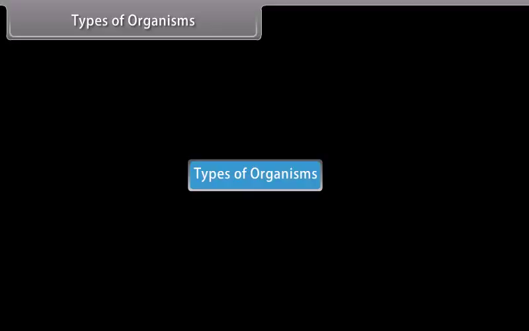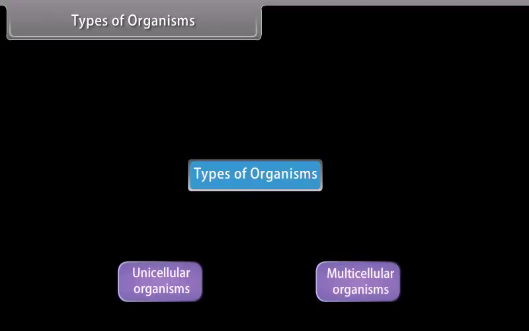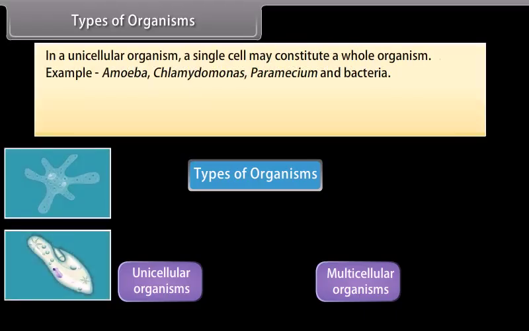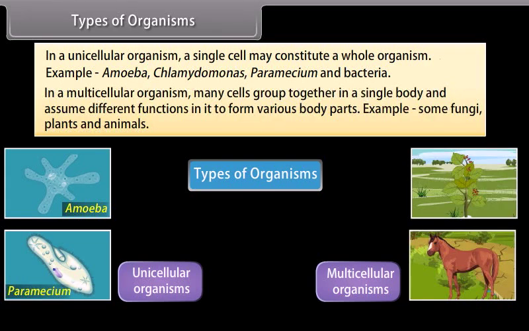Types of organisms. Unicellular organisms, multicellular organisms. In unicellular organisms, a single cell may constitute a whole organism. Example, amoeba, Chlamydomonas, paramecium, and bacteria. In multicellular organism, many cells group together in a single body and assume different functions in it to form various body parts. Example, some fungi, plants, and animals.